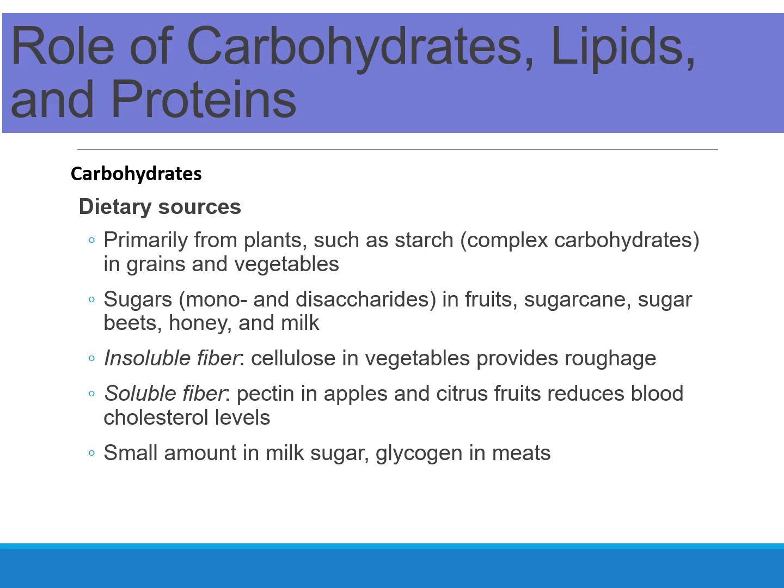We consider them things like starch. Starch is a complex carbohydrate that's found in grains and vegetables. We also get carbohydrate in the form of sugar, which are considered mono and disaccharides, through our fruit and sugarcane, sugar beets, honey, and milk. Even though people say, wait a minute, no, not milk. Milk doesn't have sugar in it. It does. It has a sugar in it. It's not a sweet sugar like you typically think of your other sugars.